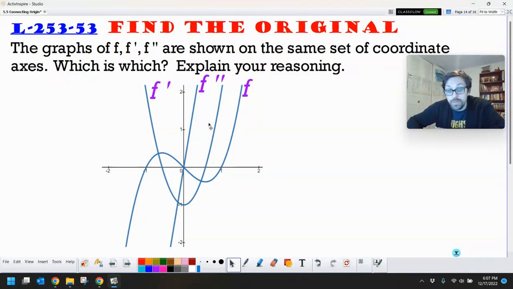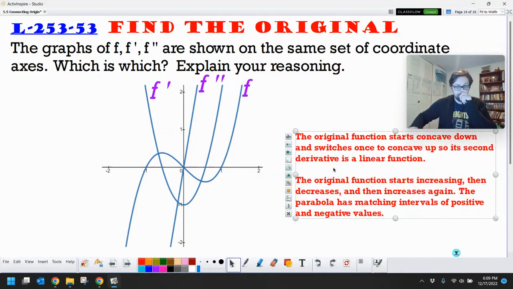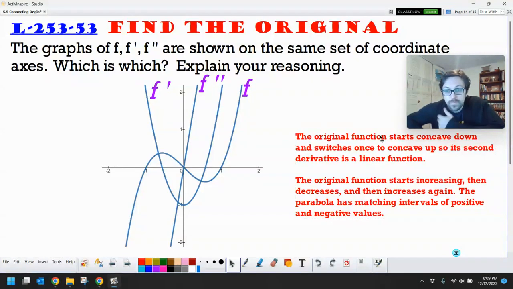Now it's a matter of putting this into sentences. So what I wrote is the original function starts concave down and switches once to being concave up right here. So its second derivative is this linear function. The original function is also starting increasing and then becomes decreasing right here and then increases again. And this parabola is positive, then negative, and then positive on those same intervals.